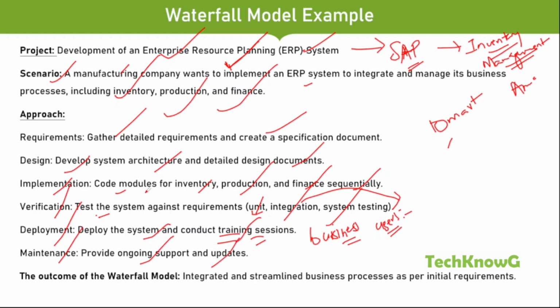So this is the waterfall model approach, and it happens sequentially in a linear way: one step is completed, and only then does it move to the next step. So integrated and streamlined business processes as per the initial requirements. Whatever they have defined in the initial stage, that only will be the output. So no other add-on will be there in between.